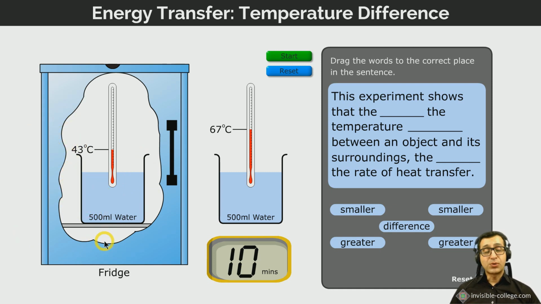Now, it also goes to the actual theoretical definition of temperature. The difference in temperature between two objects is what determines the direction and the rate of heat flow. The bigger the difference, the faster the rate of heat flow from the hotter object to the colder object or its surroundings.